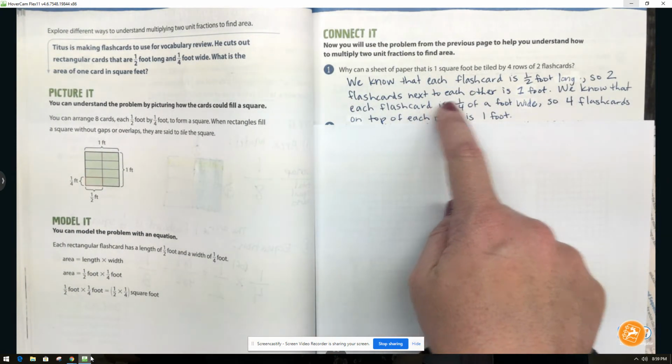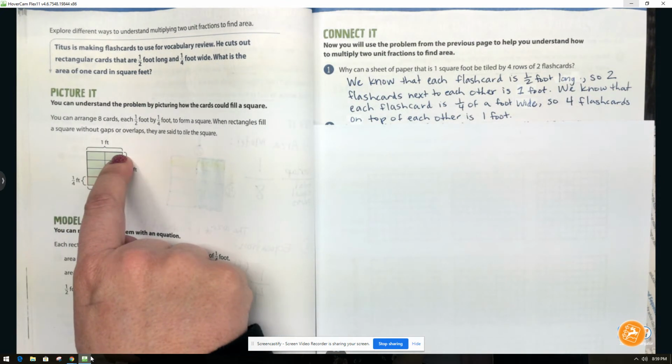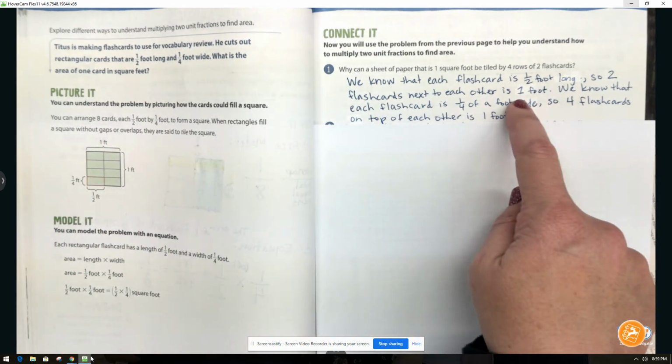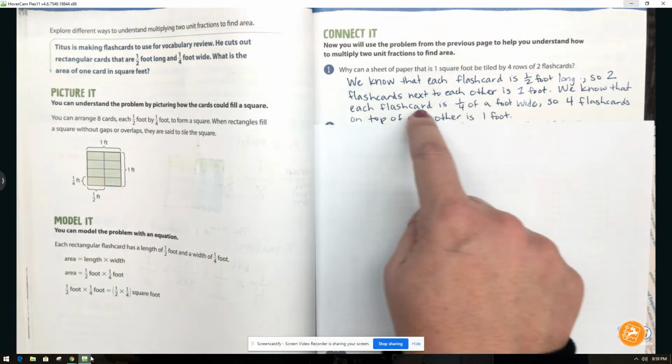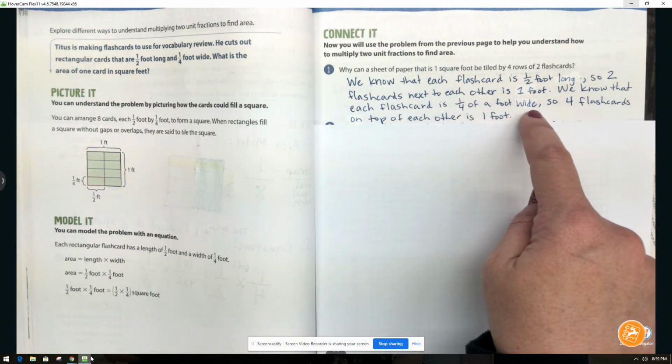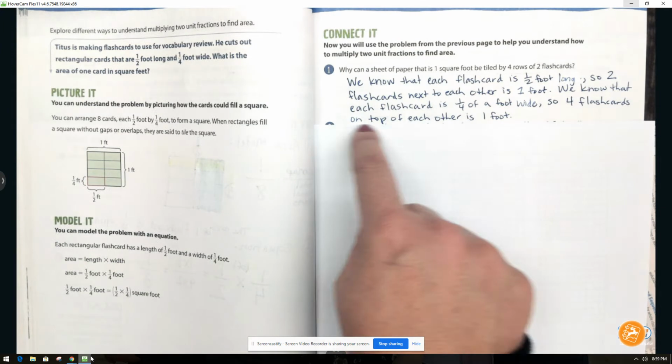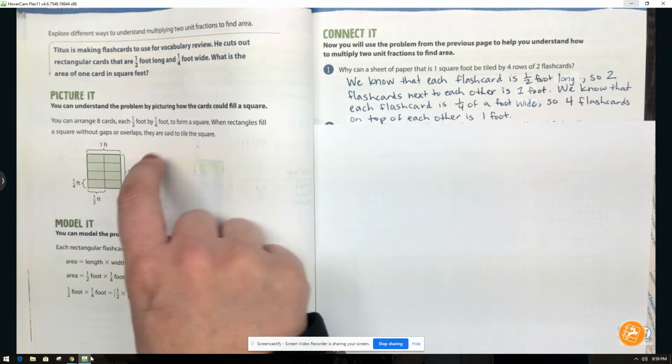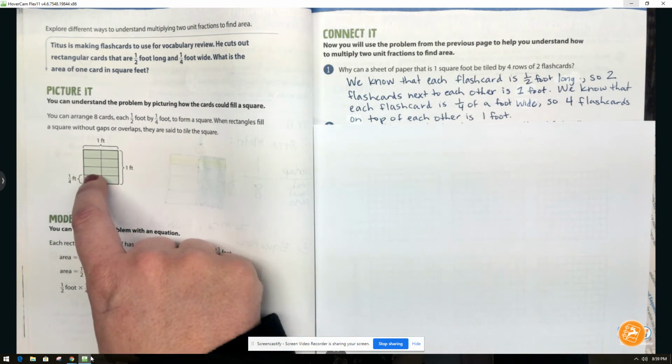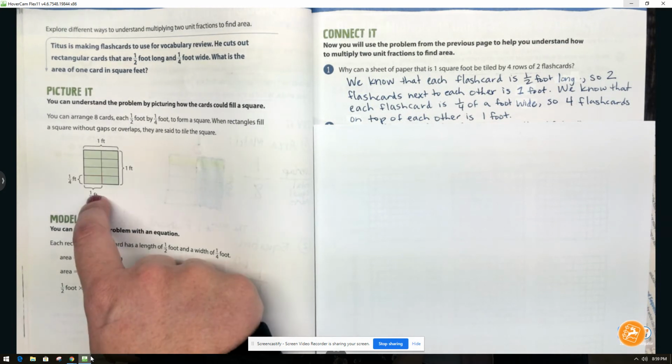So 2 flashcards next to each other is 1 foot. We also know that each flashcard is 1/4 of a foot wide. So 4 flashcards on top of each other is 1 foot. So 1, 2, 3, 4 flashcards on top of each other is 1 foot.